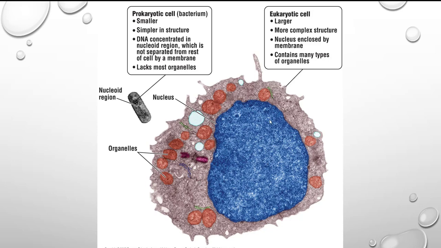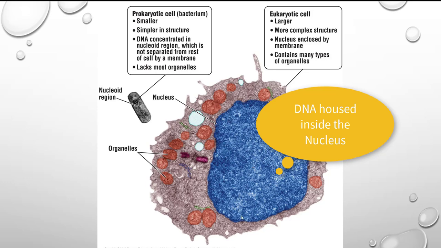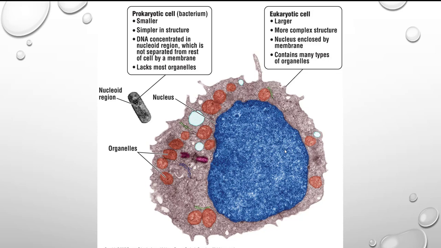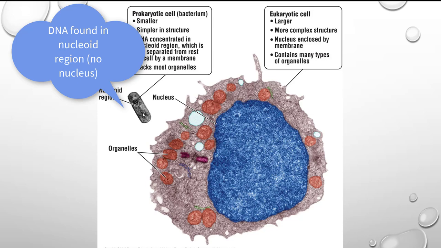Now, as far as genetic information goes, eukaryotes have their genetic information stored in a nucleus. The nucleus is a double membrane-bound organelle. So the DNA is housed inside this double membrane-bound nucleus. That's unique for the eukaryotic cell. The prokaryotic cell does not have a nucleus.